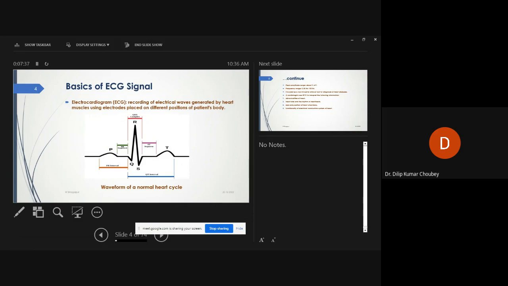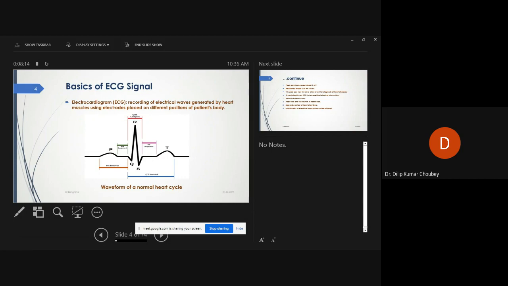Now here I have included the introduction of the ECG, what is ECG, and a normal heart cycle. As I already told you, ECG is the recording of our electrical activity using the muscles, and we can record it using different electrodes based on different body positions. There are different positions where we can put the electrodes, and by those electrodes we can record the ECG. Okay, so I will explain how you can record.